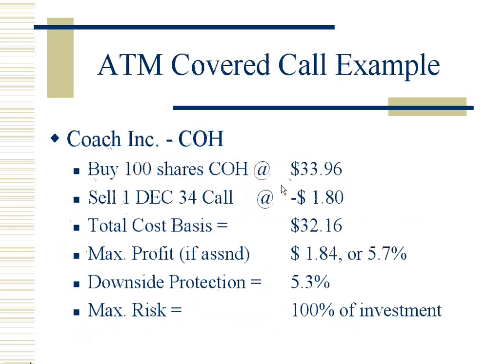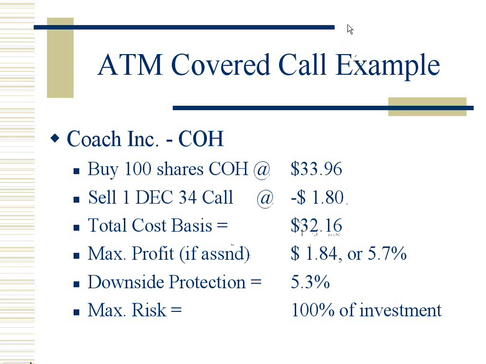Let's take a look briefly at what an at-the-money covered call would look like. Let's say we're looking at Coach, COH. Buy 100 shares right now at $33.96. Let's just say close enough to 34. Sell the December 34 call for $1.80. This gives us a total cost basis of $32.16, the stock price minus the premium we receive.